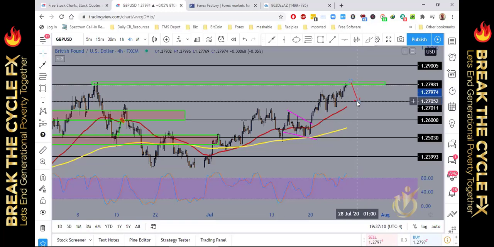If you don't want to take a trade against the trend on this bigger time frame, just wait for it to pull back and see if you can get a buy entry to go back up. So overall, this is what I'm looking for on the 4-hour. Very easily, you could drop down to the 1-hour.